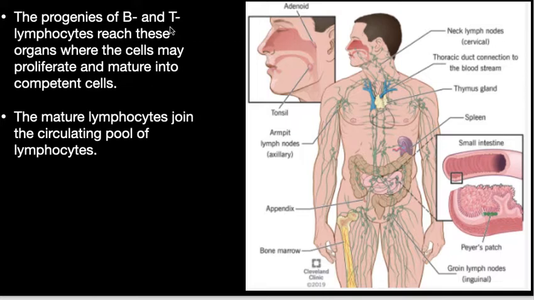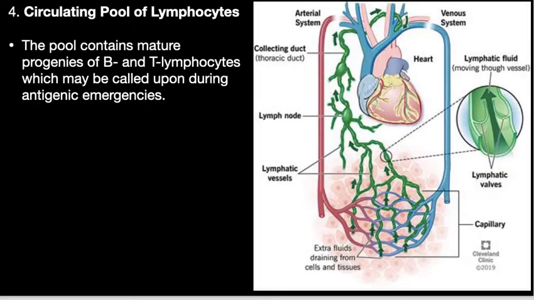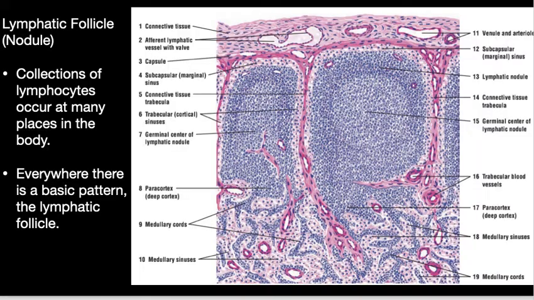Now, the progenies of the B and the T lymphocytes reach these organs where the cells may proliferate and mature into competent cells. The mature lymphocytes join the circulating pool of the lymphocytes. So, what is this circulating pool of lymphocytes? The pool contains mature progenies of B and T lymphocytes, which may be called upon during antigenic emergencies.